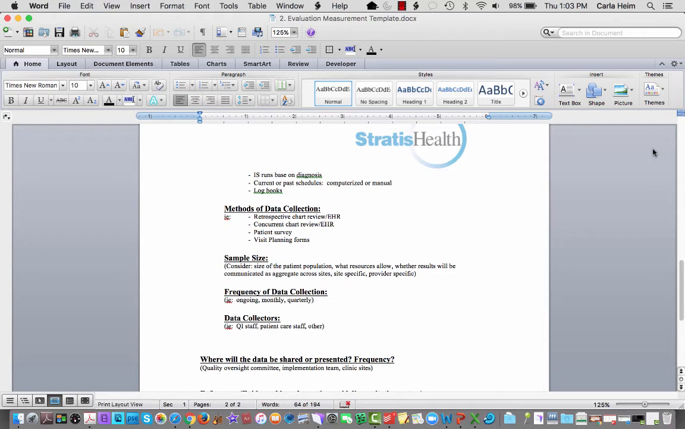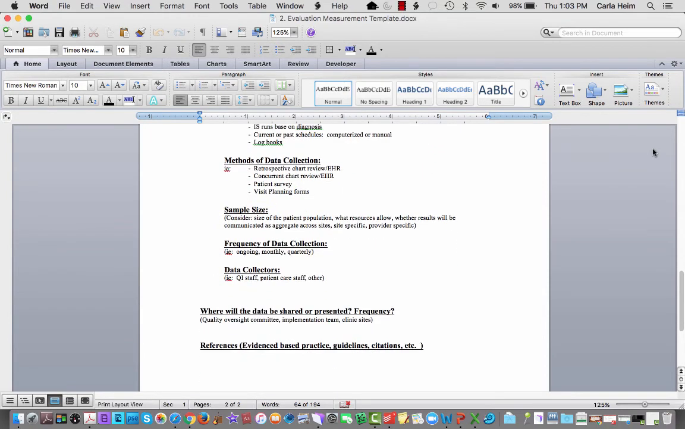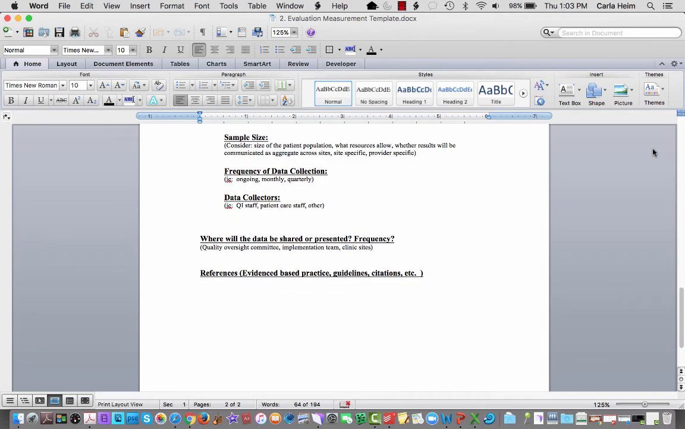Also, you can look at it with your visit planning forms. There's many ways to do this, and you may have your own in your setting as well that you would use for data collection. Data collection can be done by hand with ticks and tallies, or it can be as complex as a written report that generates automatically out of your EHR. Everyone is different. When we look at sample size, consider the size of your patient population, what resources allow, whether results will be communicated as an aggregate across the site, specific by provider site, a roll-up of numerous clinics, or a roll-up of the entire organization. It can be as simple or as complex as it needs to be. We encourage people to start off as simplistically as possible to tell the story, and you can always increase the complexity as you need to throughout the project.